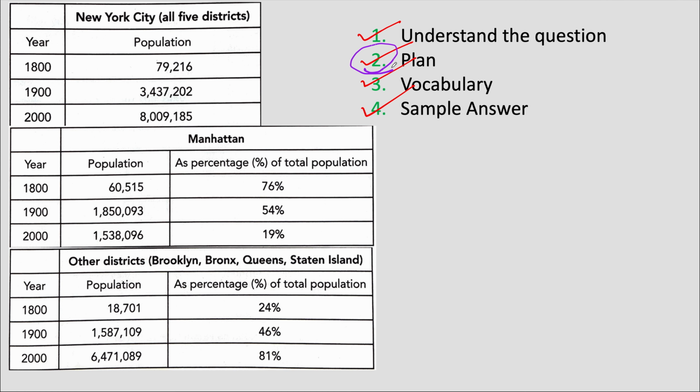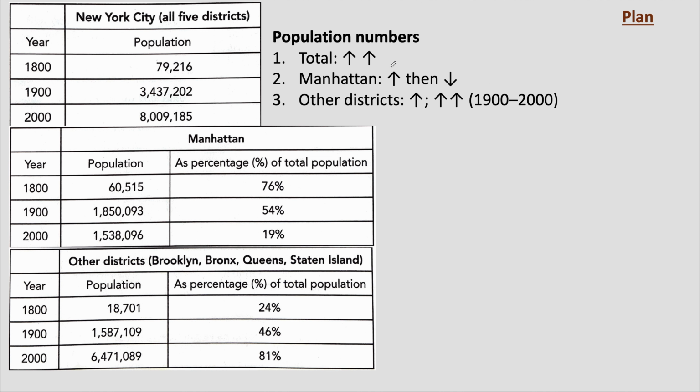Now we plan before we write. Here we decide what to write and the overall idea. We write the overview first, but during planning, we need to understand the data first. At this stage, we do not need exact numbers. We also do not need vocabulary yet.